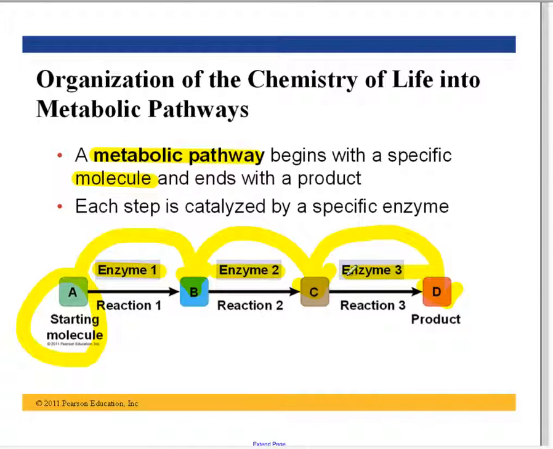Without these enzymes, these reactions would not proceed. And so you end up with your product D, but you had to go through a number of steps in order to get your product. And this is what's constantly happening in our cells. And we will learn in this chapter about these molecules called enzymes and how without enzymes, nothing can happen in a cell.